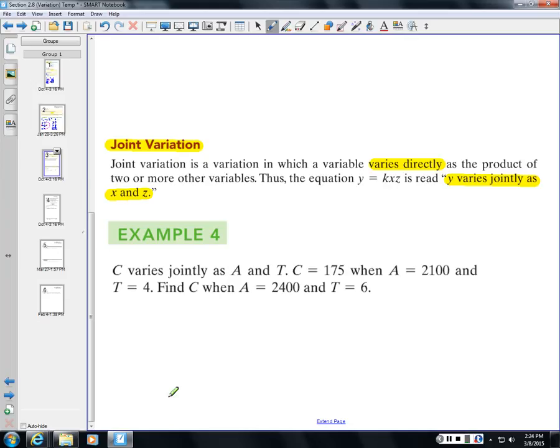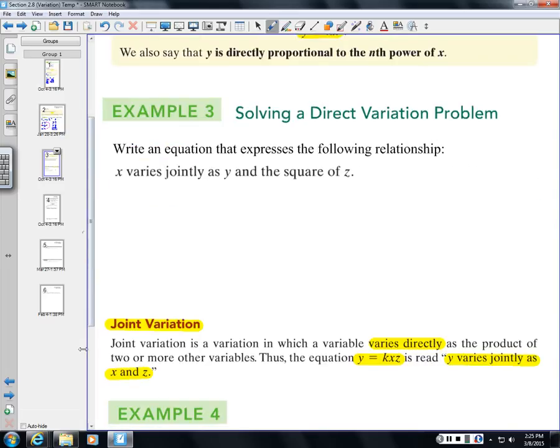It may read varies directly, or it may read varies jointly. Most likely, when you see these in the problem, it's going to read varies jointly. So you'll need to be able to recognize that that is just direct variation. There's just more than one. Okay, you're joining more together. So instead of just y equals kx, it'll be y equals kx, and then you'll have your third, or technically your second variable over there with your x. Okay, so all of those four different types of variation fall either under the category of direct variation or inverse variation. So let's go up here and do example 3.